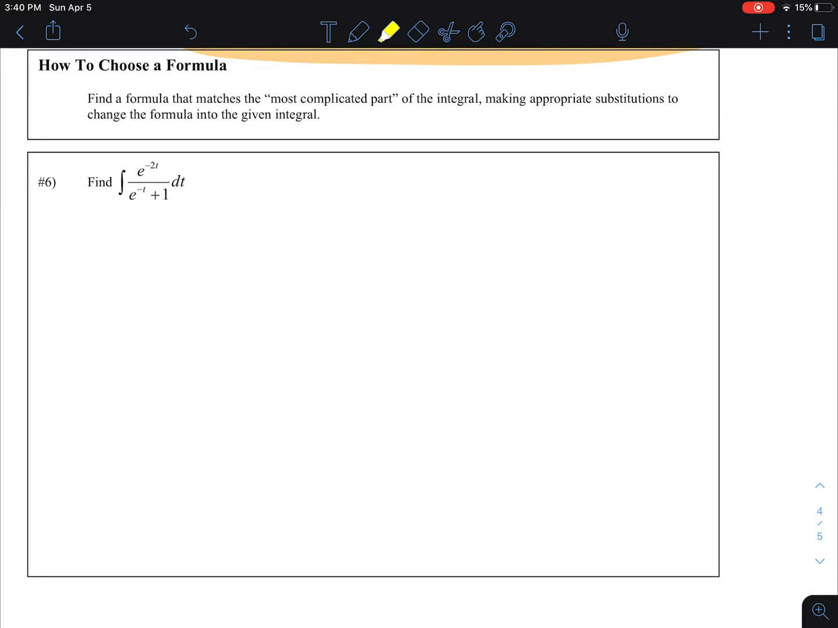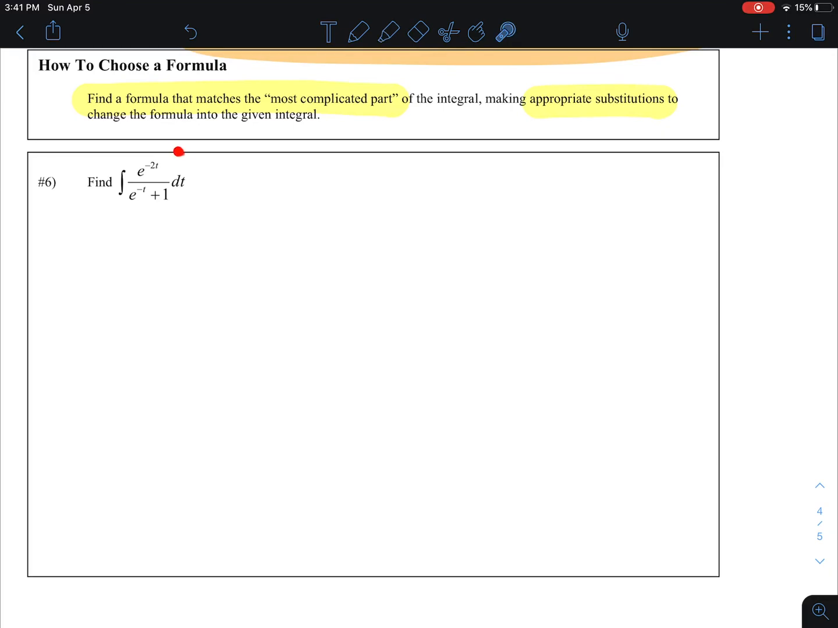Okay, so we've been trying to match these formulas, trying to choose formulas, and here's the key with these ones that are a little more tricky: we want to try to find a formula that's going to match the more complicated aspect of your integral, okay? And then we're going to make different substitutions that will help the rest of it match. And what happened with some of the problems from a couple days ago is we had this extra number that was kind of lingering, and we just canceled that number out by multiplying by the reciprocal.